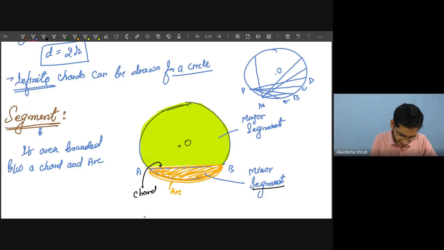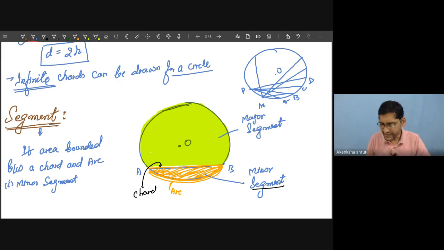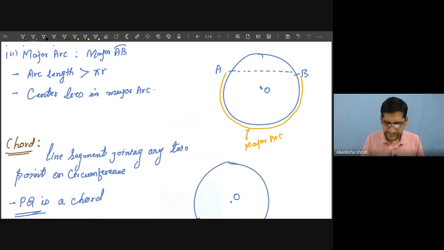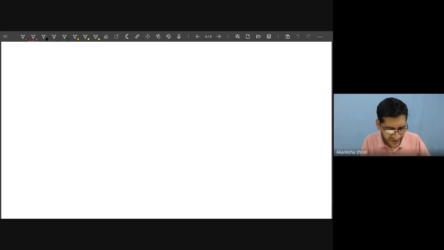So what is our minor segment? What is the minor segment, students? How can we define it here? Here we have to define it in terms of area. So if we consider a circle, let me draw the same circle once again.